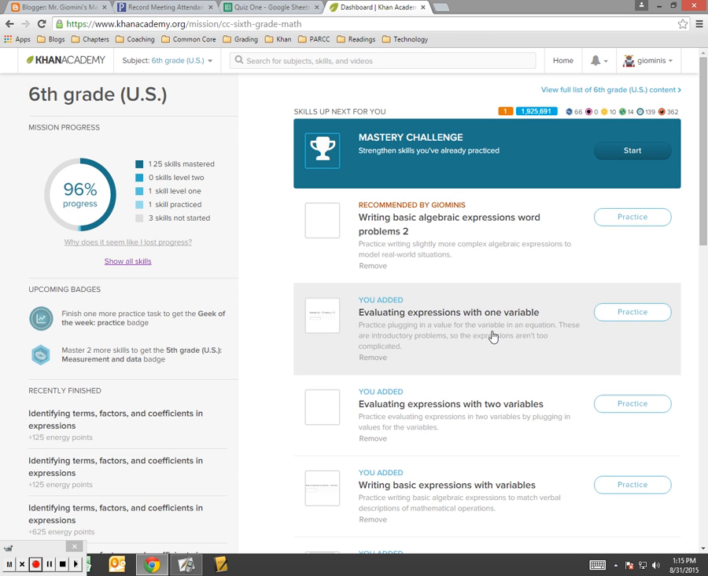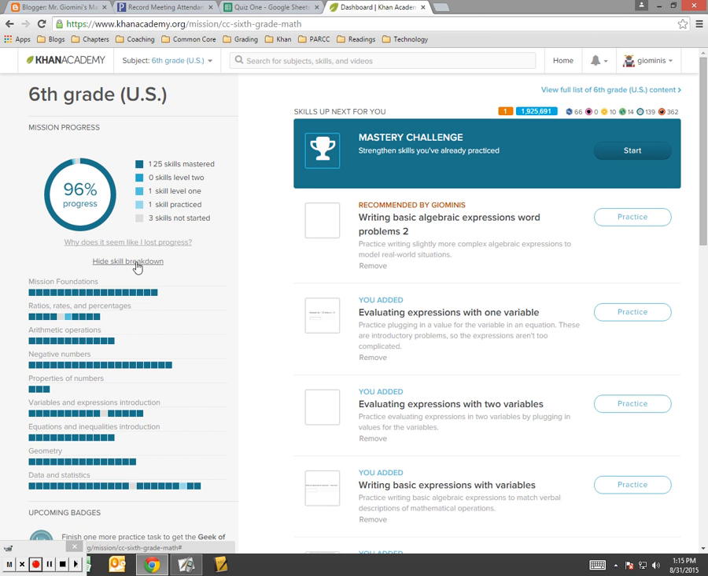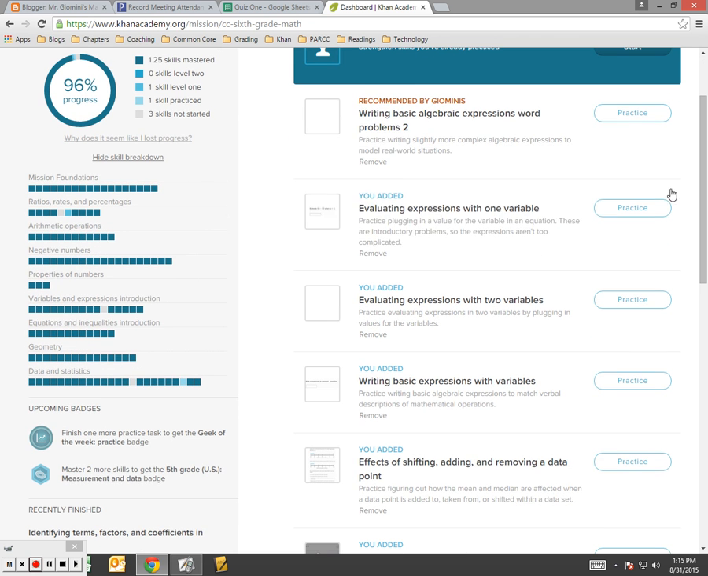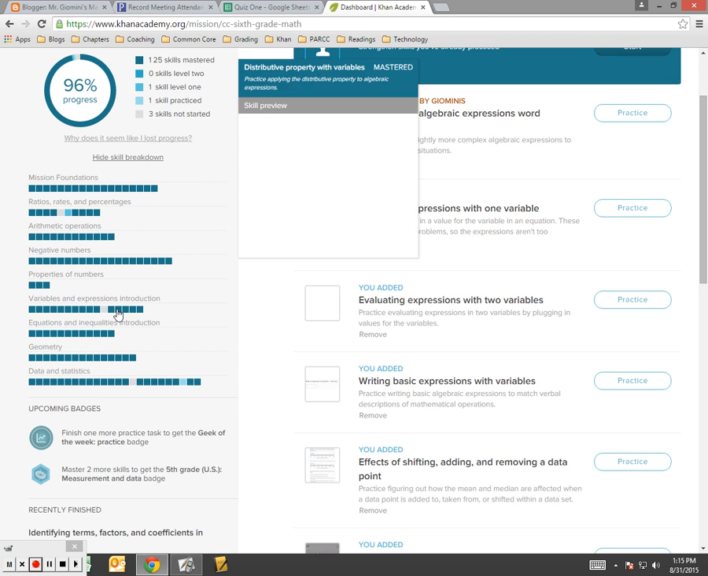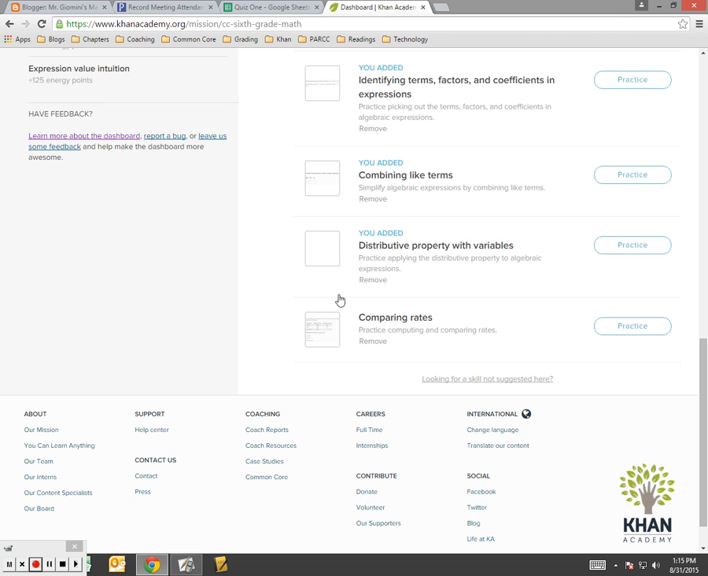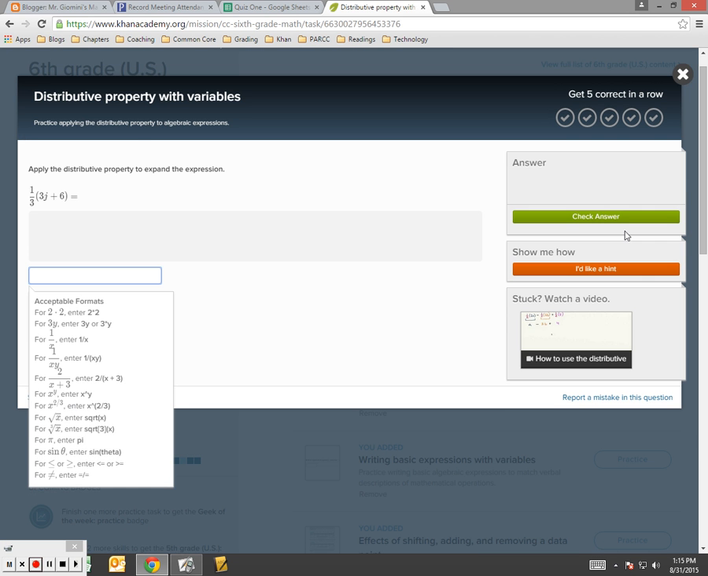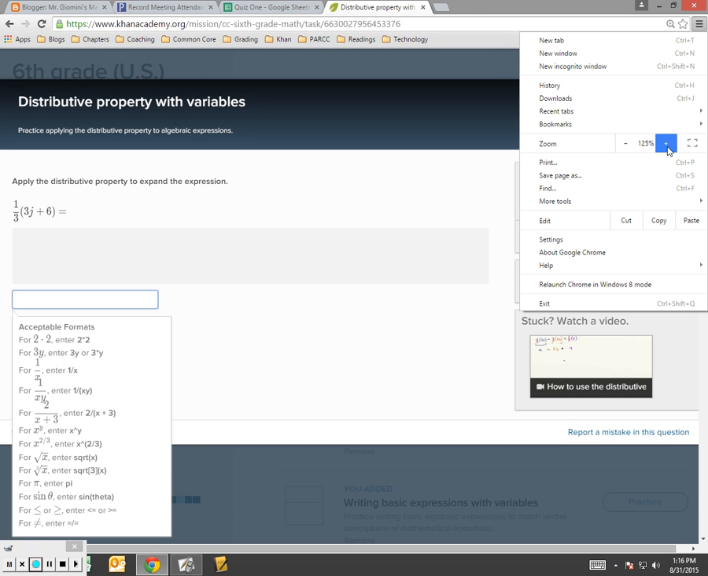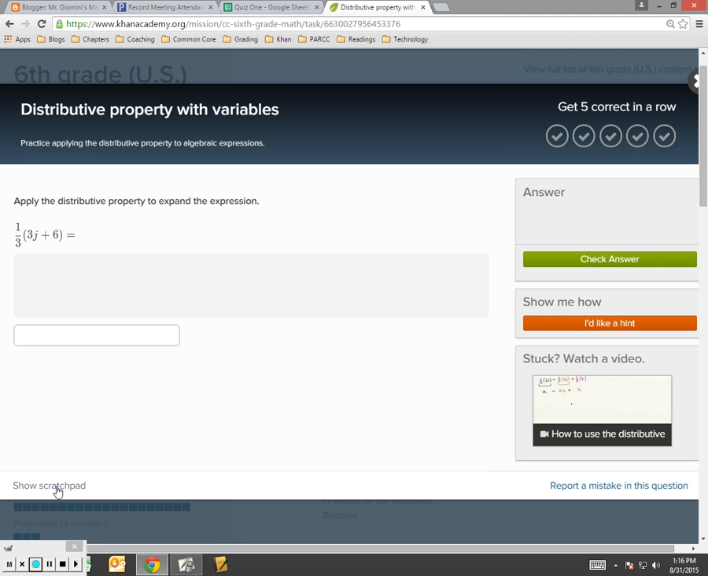You will have it over here, but I'm going to search it for myself. It's the distributive property, and I find it right here, and it is factoring numerical expressions, distributive property, and distributive property with variables. Let's click on this one. Distributive property with variables. I'm going to use a scratch pad.